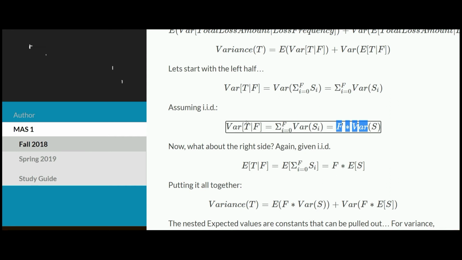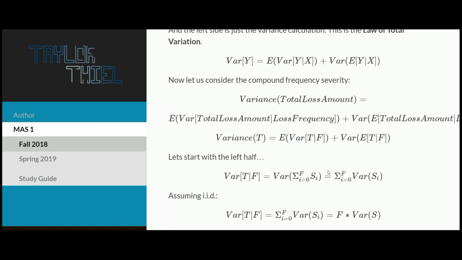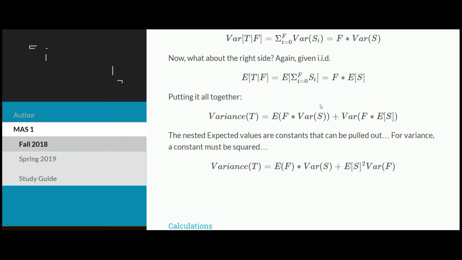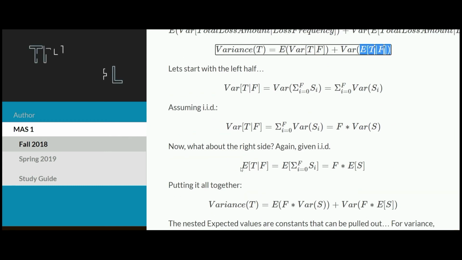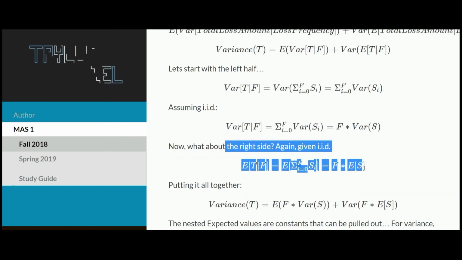So anyhow, we have the variance of the total loss amount given frequency is just the frequency multiplied by the variance of the severity. So scrolling back up, we now are going to look at the expected value of the total loss amount given the frequency. And this is pretty straightforward.